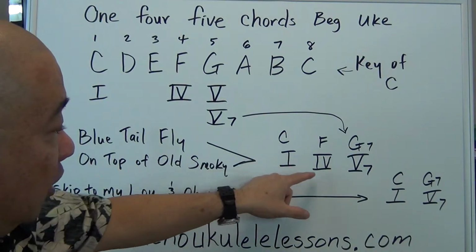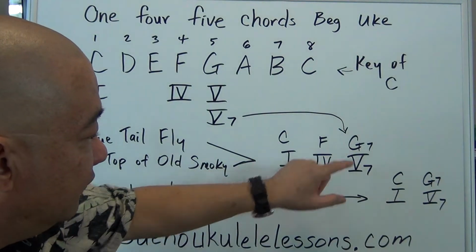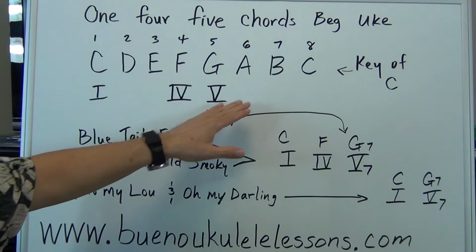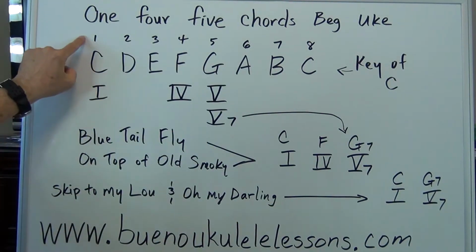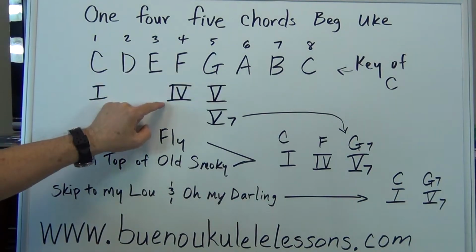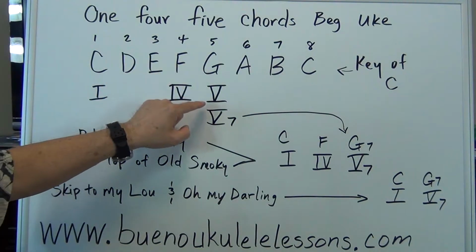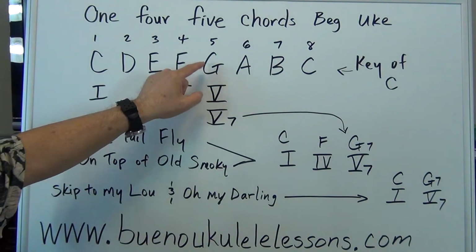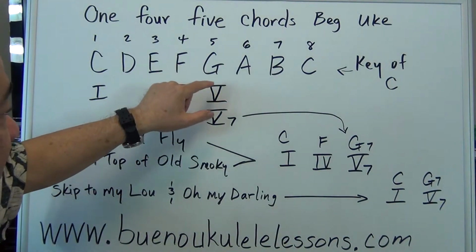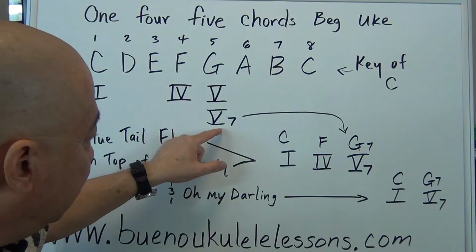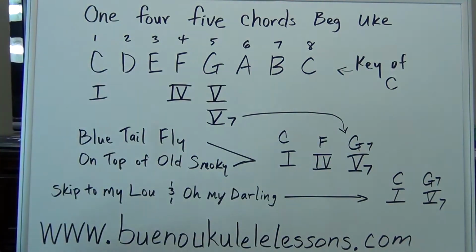1 for C, 4 for F, 5, 7 for G7, and this is how we found them. Okay, 1 for C, 4 for F, 5, 7, or 5 for the G. Once again, if it's a G chord, it's going to be a 5. If it's a G7, it's going to be a 5, 7. Okay, that is the main thing that you should get out of this lesson.